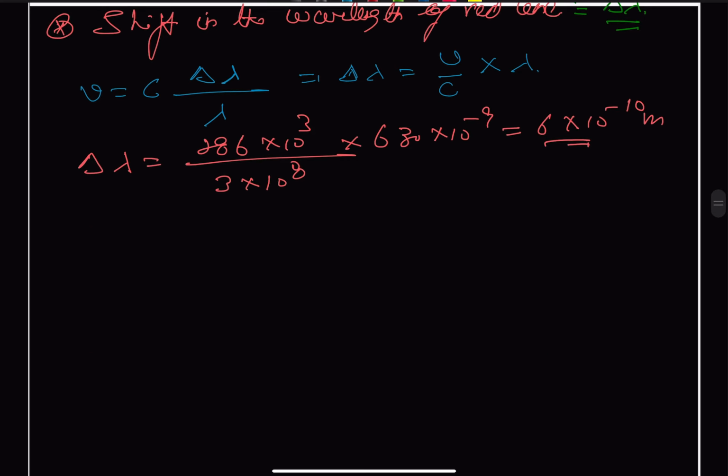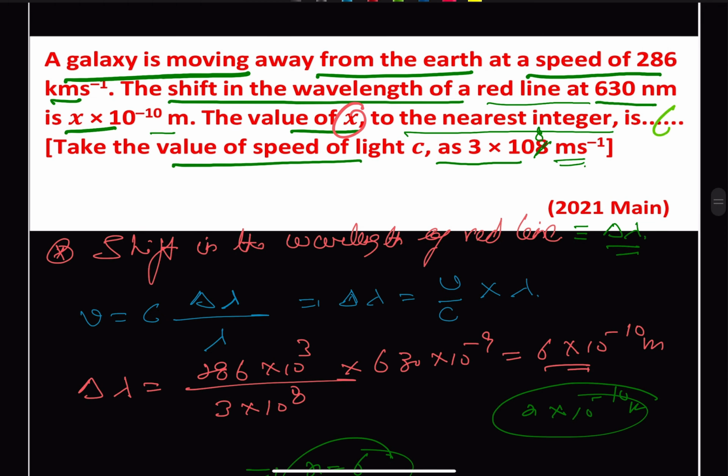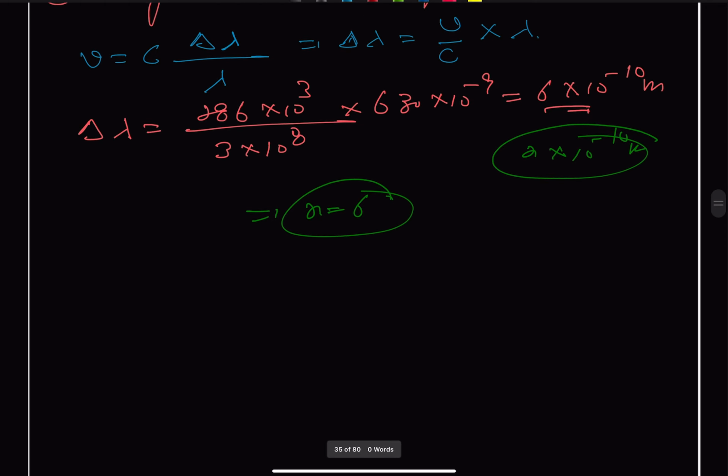So we can say, because it is given as x into 10 to the power minus 10 meters, a 1:1 comparison gives us that the value of x is equal to 6. Next question.